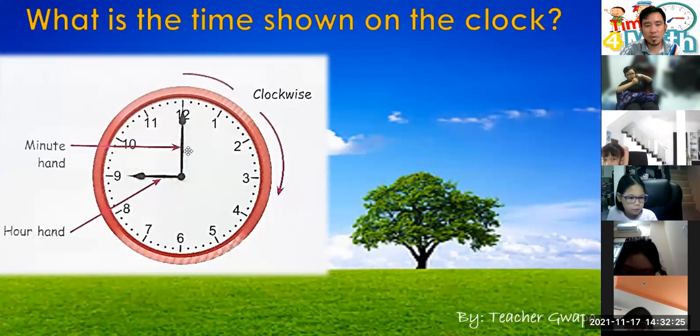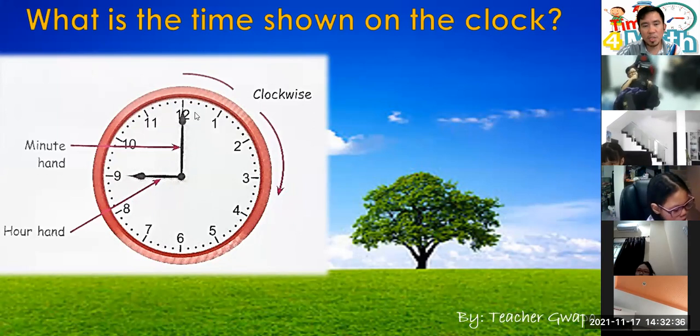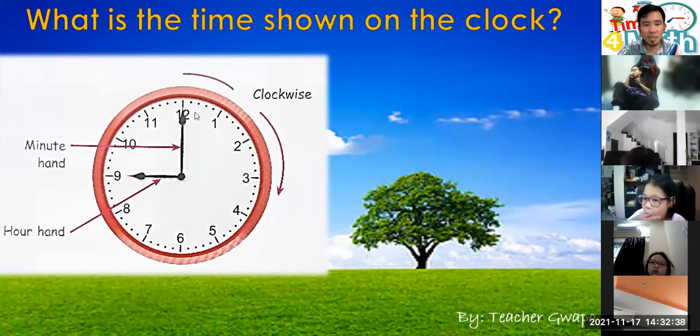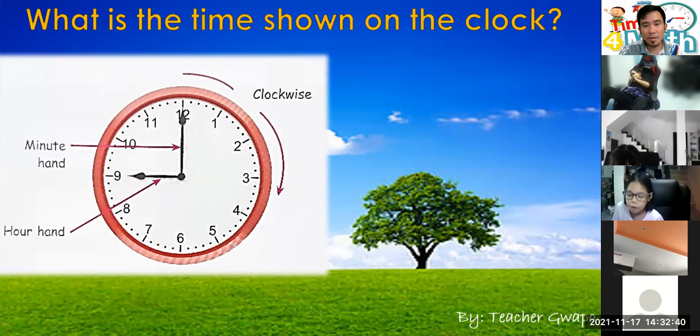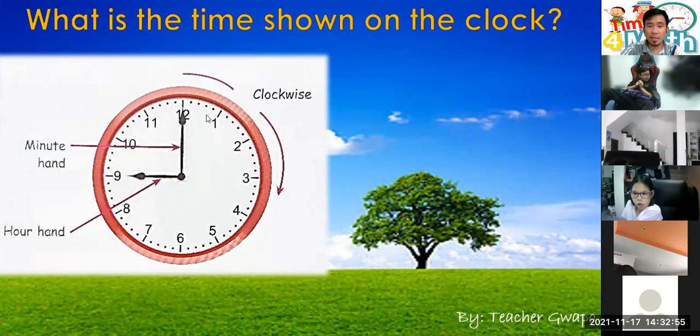What is the time shown on the clock? This is called an analog clock. On an analog clock you will see numbers from 1 to 12, and you must know how to read this because sometimes we use an analog clock, sometimes a digital clock. A digital clock is easier to tell the time, but sometimes, especially when you go to the parks, you will see an analog clock.